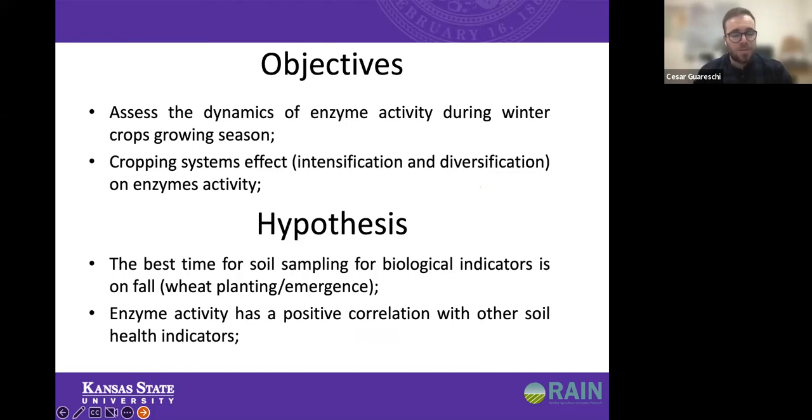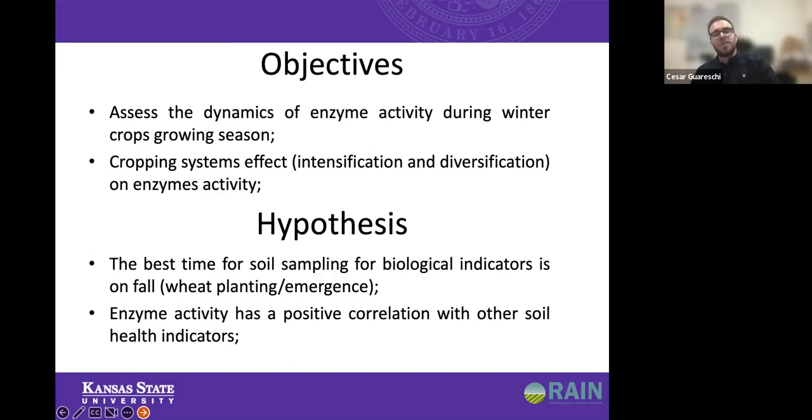So the objective of this study is to assess the dynamics of enzyme activity during the winter crop growing season and how the cropping systems, through intensification and diversification, will affect these enzyme activities. We hypothesized that the best time for soil sampling for biological indicators is in fall, with winter wheat planting and emergence, and that enzyme activity has a positive correlation with other soil health indicators.